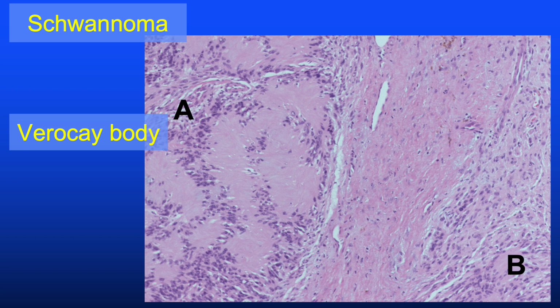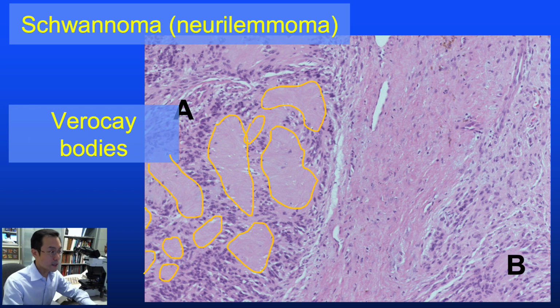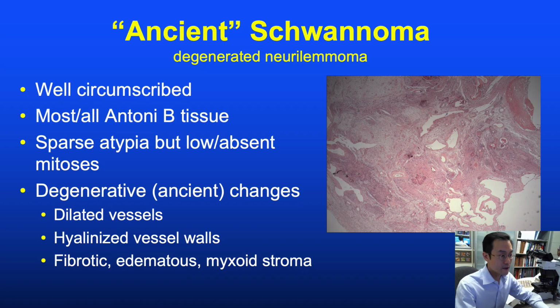Higher magnification shows the distinctive palisaded arrangement of the spindle cells in Antoni A, the Verocay body being the space between them. And they usually seem to be quite sociable, usually hanging out in groups, even sometimes sharing the same palisade. Now, the ancient or degenerative changes that were so mundane in the Morton's neuroma can contribute to a significant amount of diagnostic challenge when superimposed on a Schwannoma, so-called ancient or degenerated Schwannoma.